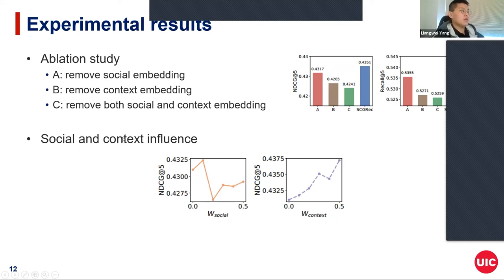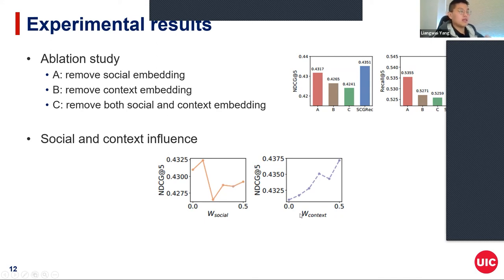And then we show the user's social and context influence, which means when we gradually increase the weight of social embedding or the weight of context embedding, what will happen? We can see when we gradually increase the weight of social embedding, our model has slight improvements and then drops. This means user social neighbors are very noisy, and we could not assign too much weight on the social neighbors to decide on the player's interest.